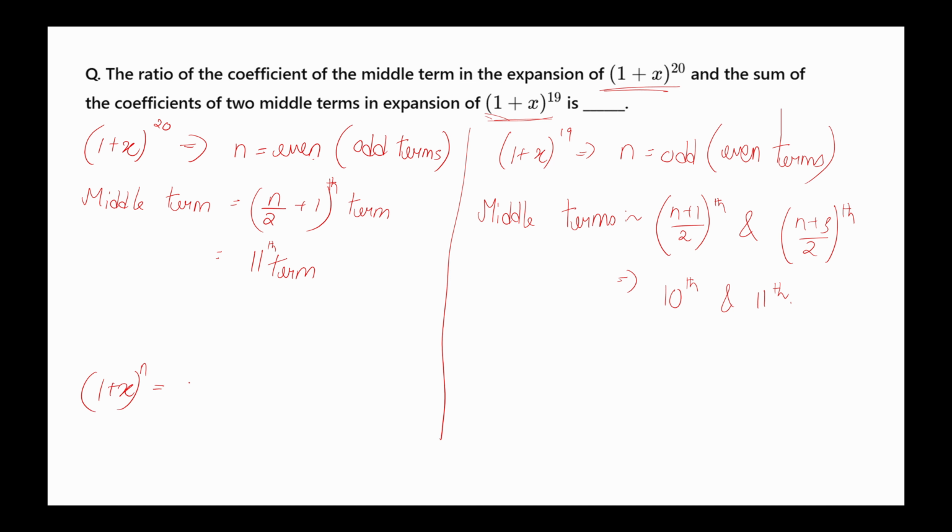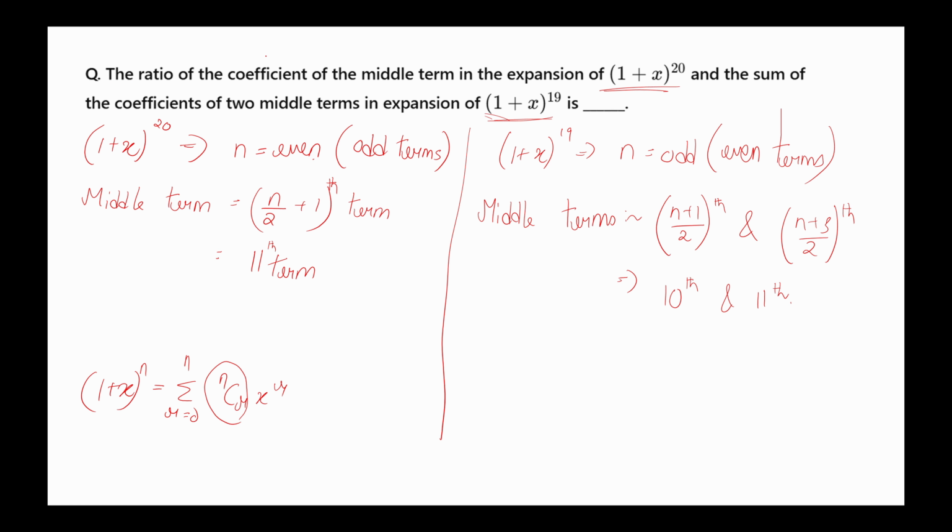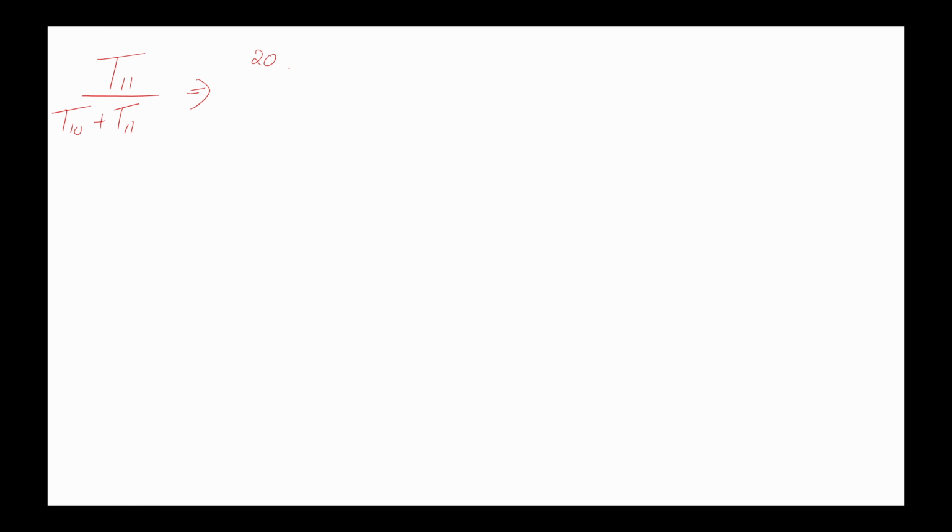So how can I write down the general term for this? This would be the sum from r equals 0 up till n of nCr x to the power r. So my coefficient is nothing but nCr. So I can write this down as, for the first term my n is 20, r becomes 10 here, and here I would have 19C9 plus 19C10.